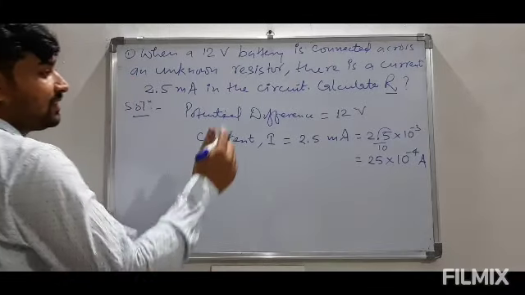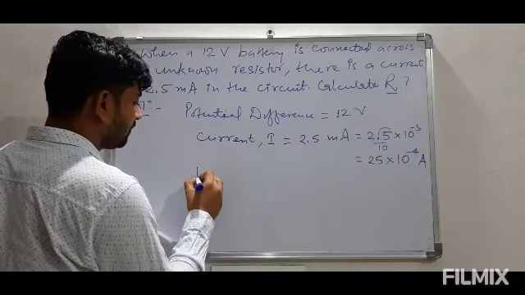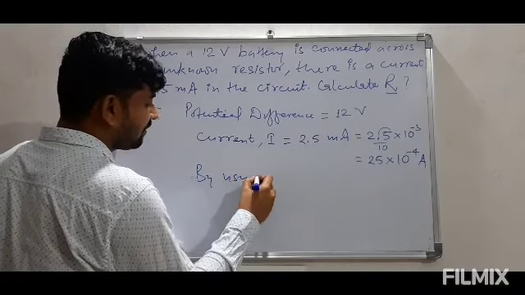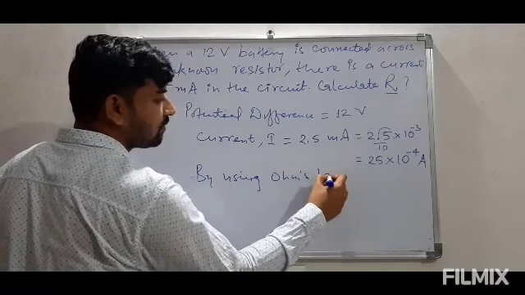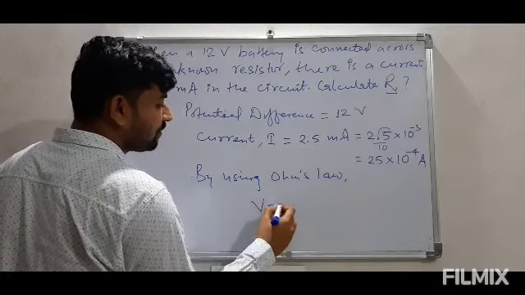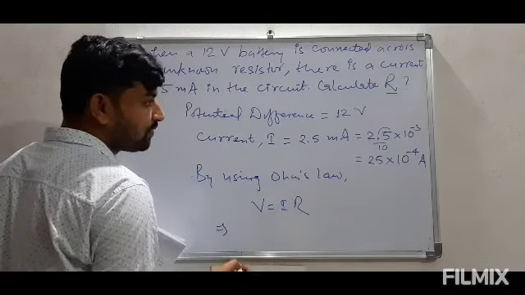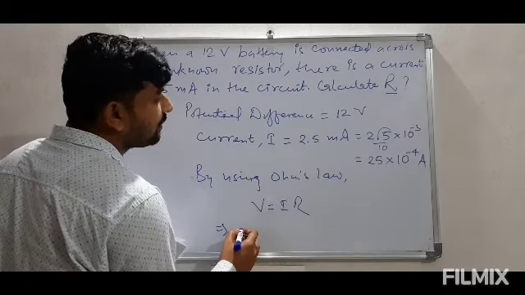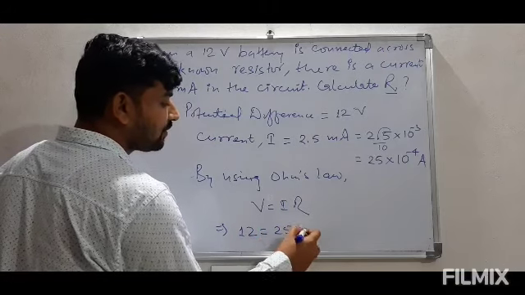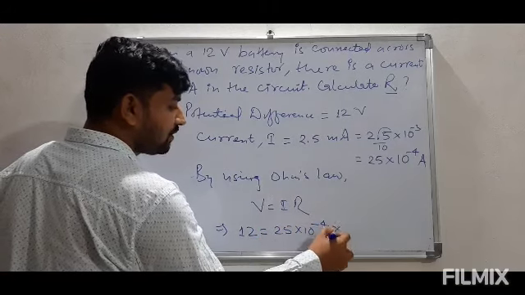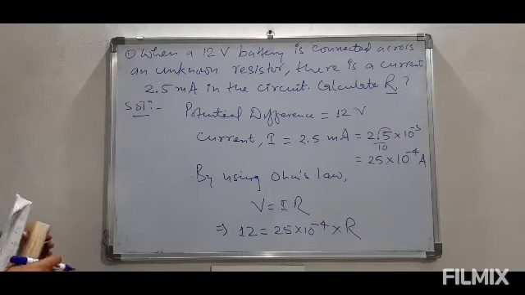Now we need the value of resistance. By using Ohm's law, we can write V equals IR. Whatever value is known to us, just substitute. We have potential difference 12, current is 25 into 10 raised to power minus 4, into R. Now we need the value of resistance, so this can be calculated from here.